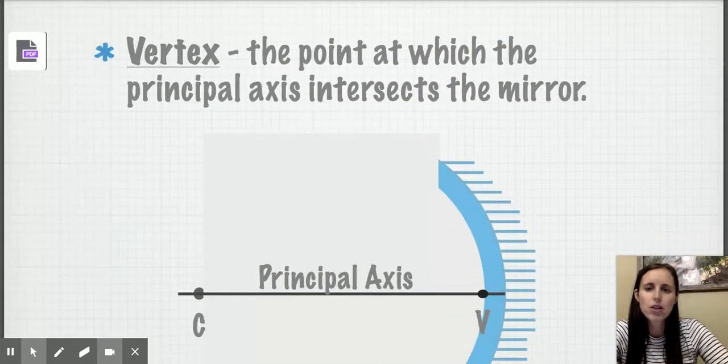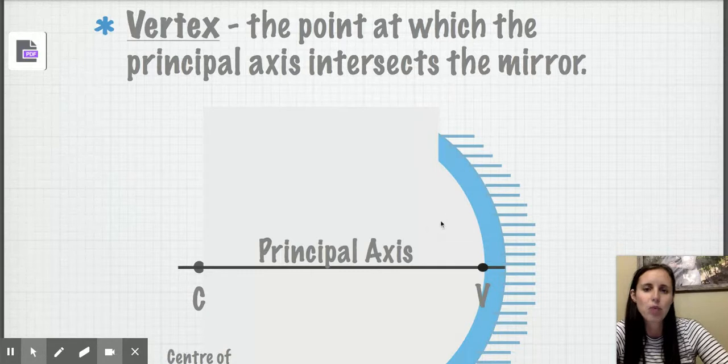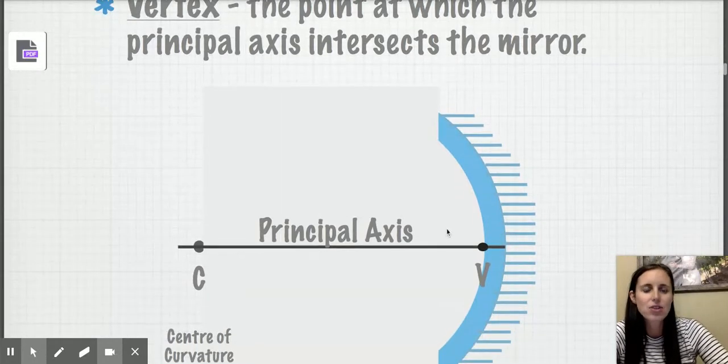We also have something called the vertex. The vertex is the point at which the principal axis intersects the mirror. So we use V to represent vertex. You can see this vertex, as soon as that principal axis has touched that mirror, we have that V right there.